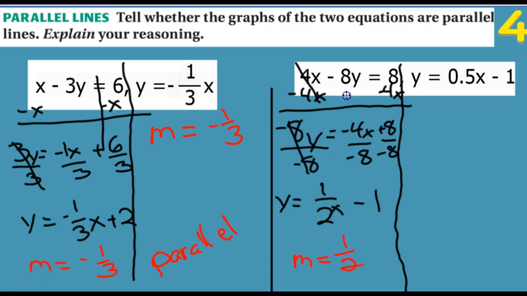Here our y is already by itself, we have a number in front of our x, which means we know our slope. Our slope is 0.5. Now we got to see if those are the same. I have 1/2 and 0.5. That can be written as 1/2. 0.5 and 1/2 are the same thing, so these two lines are also parallel.